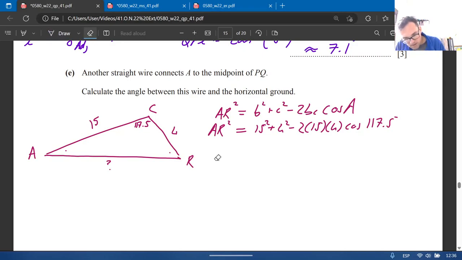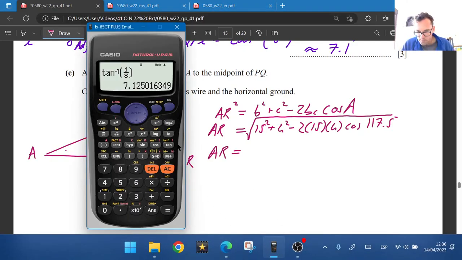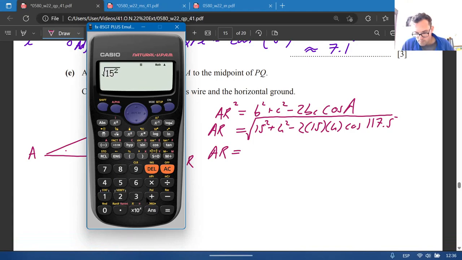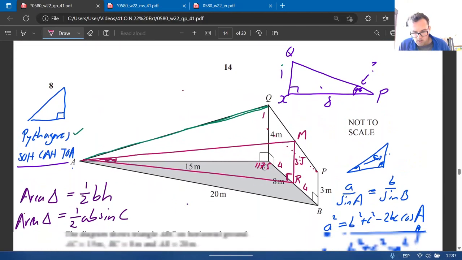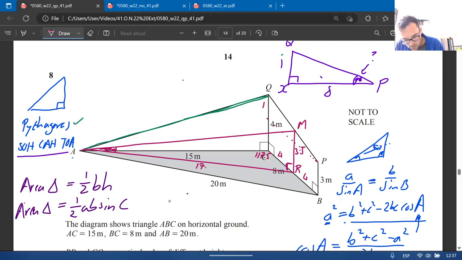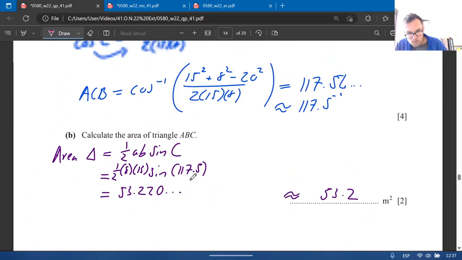Okay, saves us some time. We want to get rid of that square there, which means we want to square root everything over there. So we're going to get AR by putting that into our calculator. Okay, don't round it, write a bunch of digits. So we got that. AR is 17.2165.